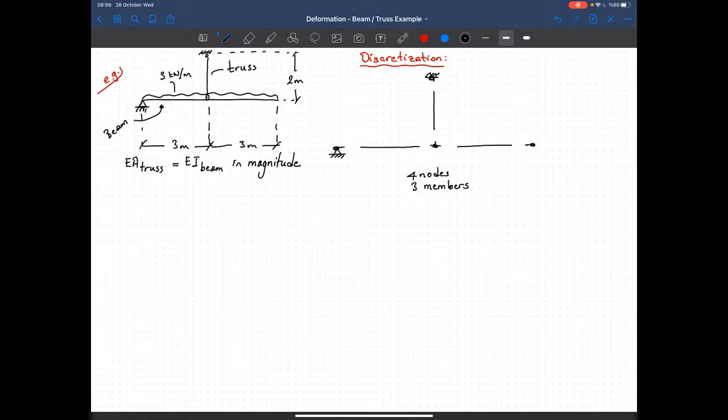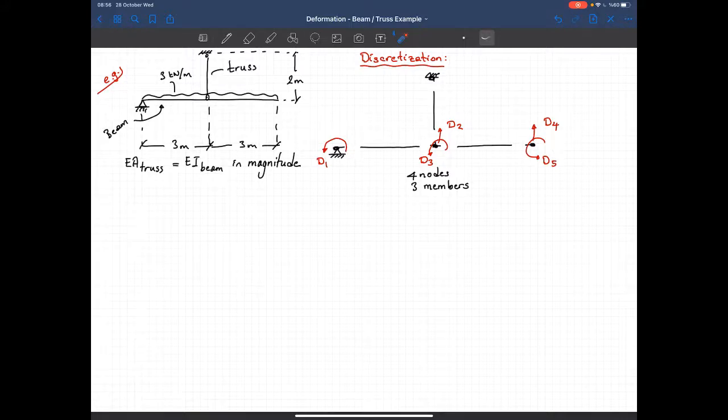Let's try to figure out the degrees of freedom. I'll go node by node. Now the first node, I have a pin support, so I have only a rotational degree of freedom. That's D1 for me. Now I go to the intersection of the beam and truss members. It can move in the upward direction, that's D2, and it can rotate, that's D3. The end node can move in the upward direction, D4, and it can rotate, D5. And here I don't have any degrees of freedom.